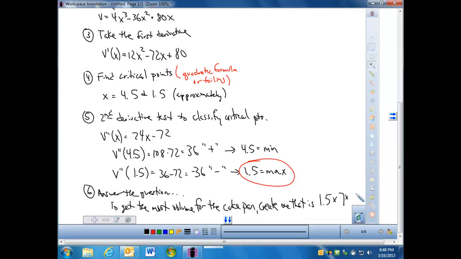This is what we're going to go through for the next couple of days, working on real-life example problems, story problems that we can solve using the first and second derivative.